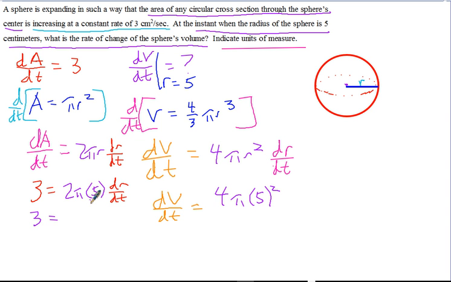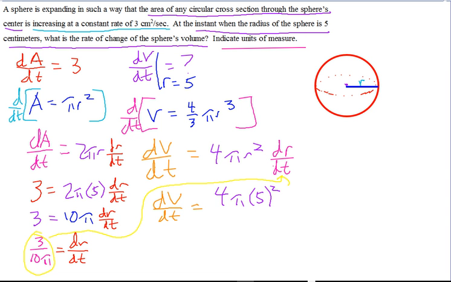We've got 3 equals 5 times 2 pi, which is 10 pi, times dr/dt. When you divide by 10 pi, you end up with dr/dt equals 3 divided by 10 pi. And that was our one missing piece of information to help us find dV/dt. So we can substitute that in right there for dr/dt.